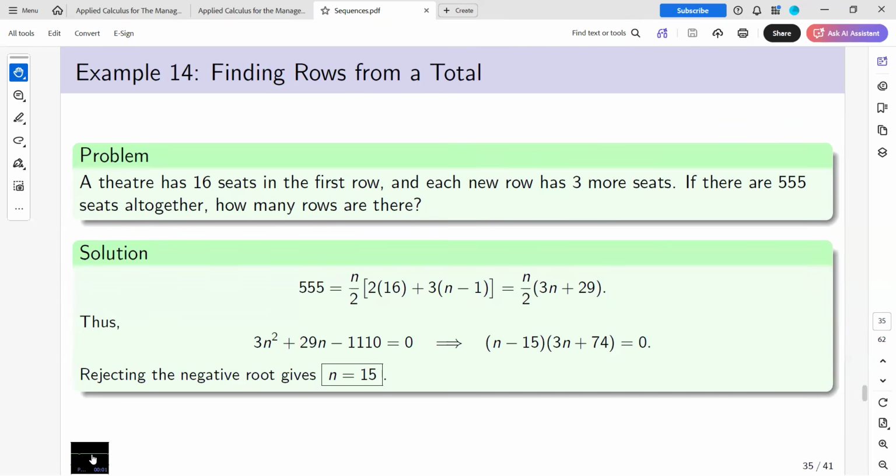Because the total number of seats is known, use the arithmetic sum formula with n unknown. The resulting quadratic has two roots, but only the positive integer can represent a number of rows. A negative row would be architecturally ambitious.